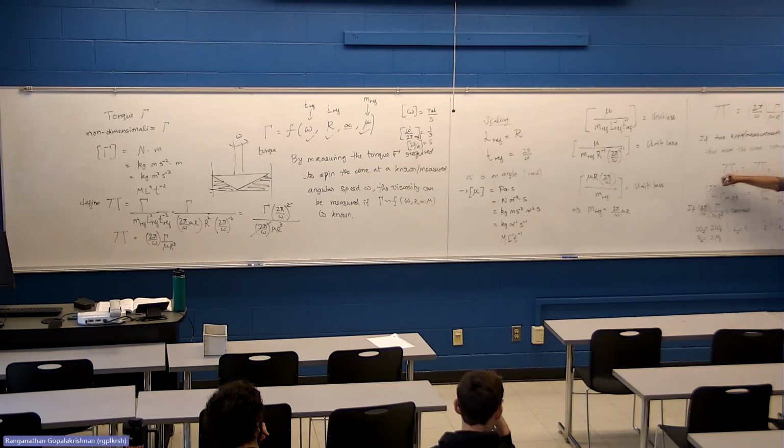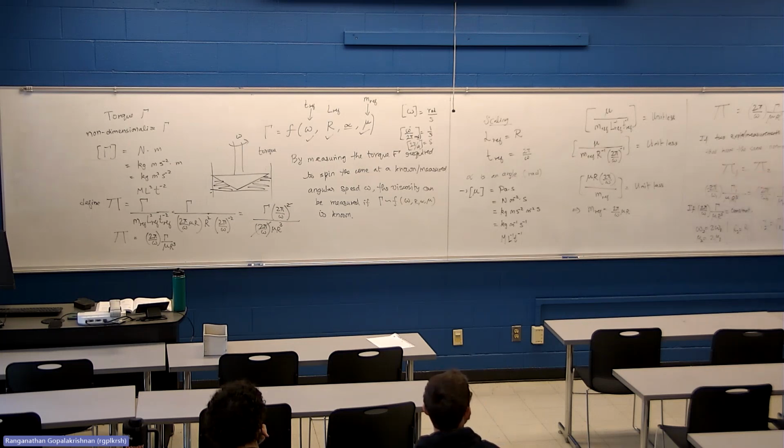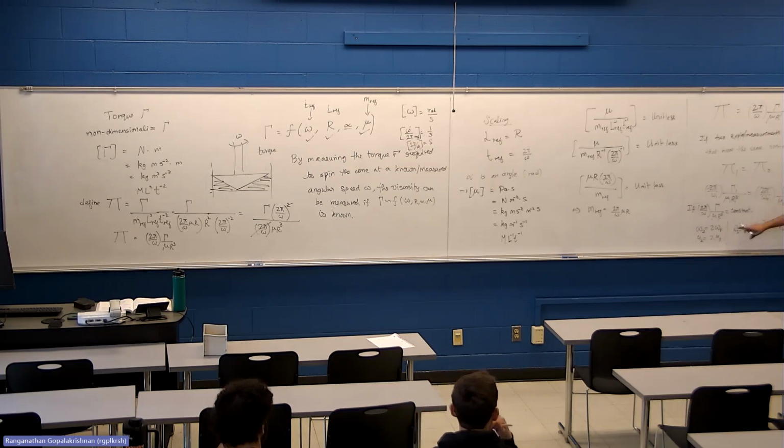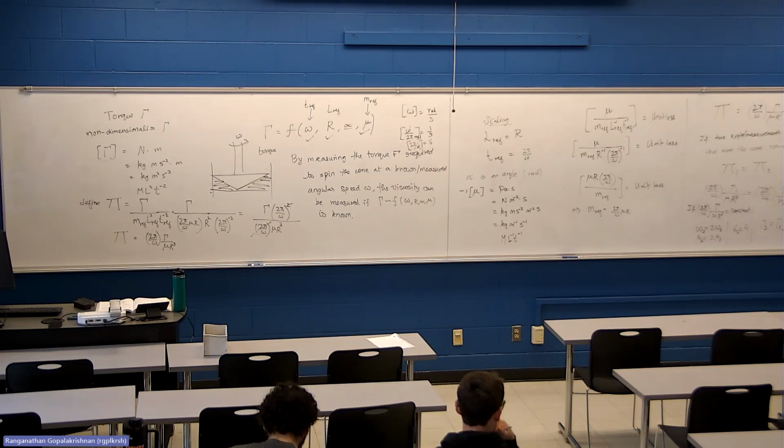This common factor 2 pi goes out. We assume radius is remaining the same. And wherever mu 2 appears, we are substituting 2 mu 1. And wherever omega 2 appears, we are substituting 2 omega 1. That's what these two are. And then we are getting 4 times gamma 1.